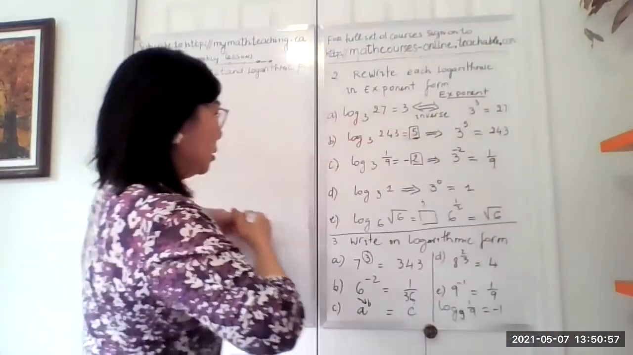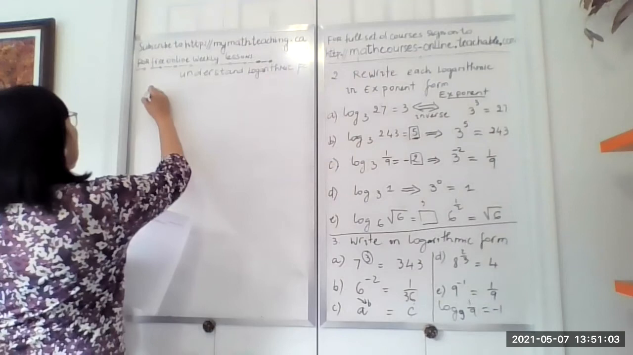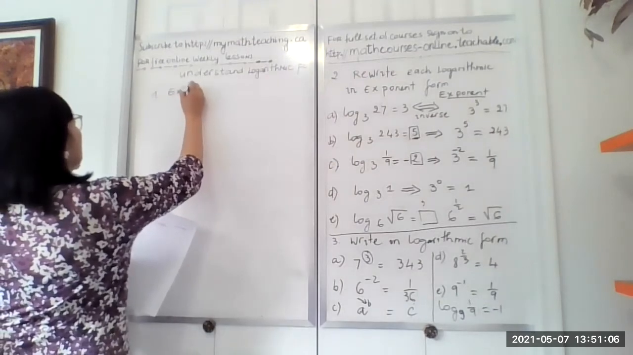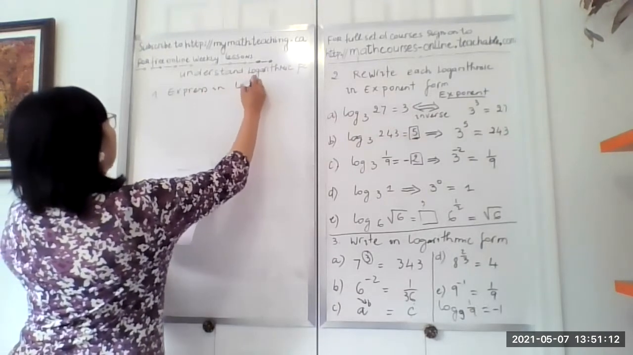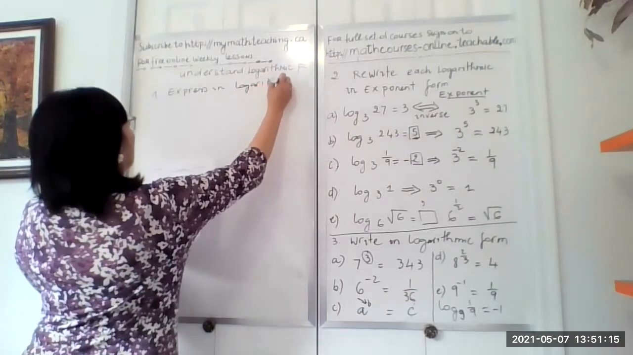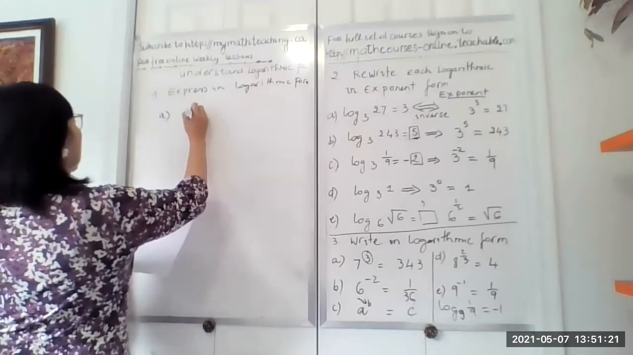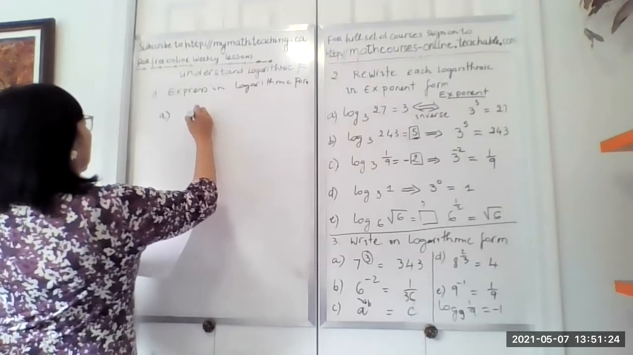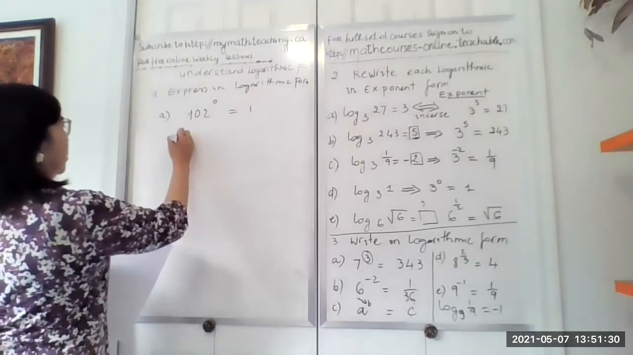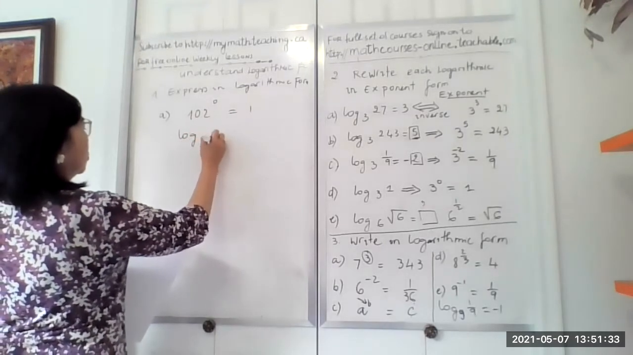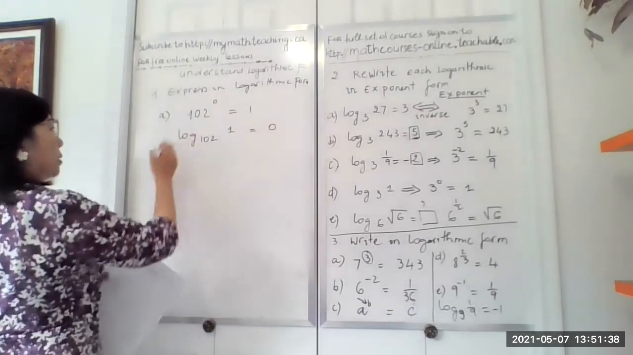So let's say the question asks you to express in logarithmic form again. So let's say you have 10 to the power 0 equals 1. How do you express it? You say log of the base 10 of the number 1 equals the power here, 0.